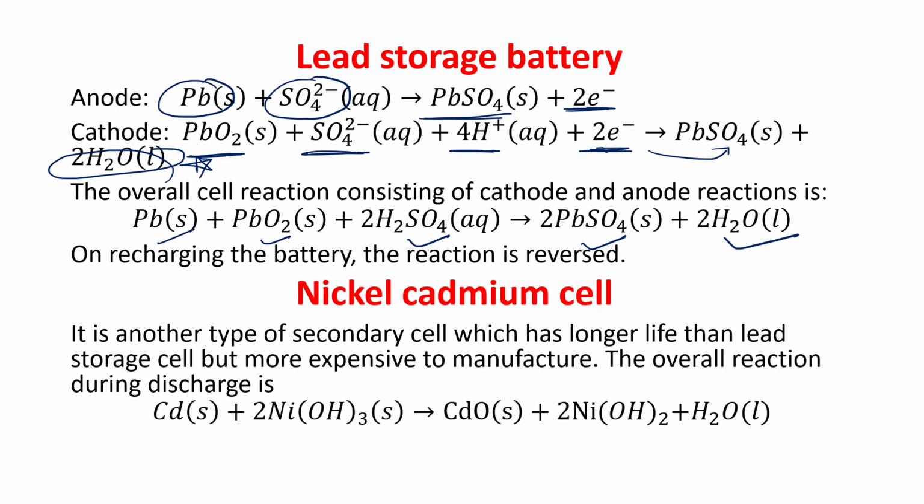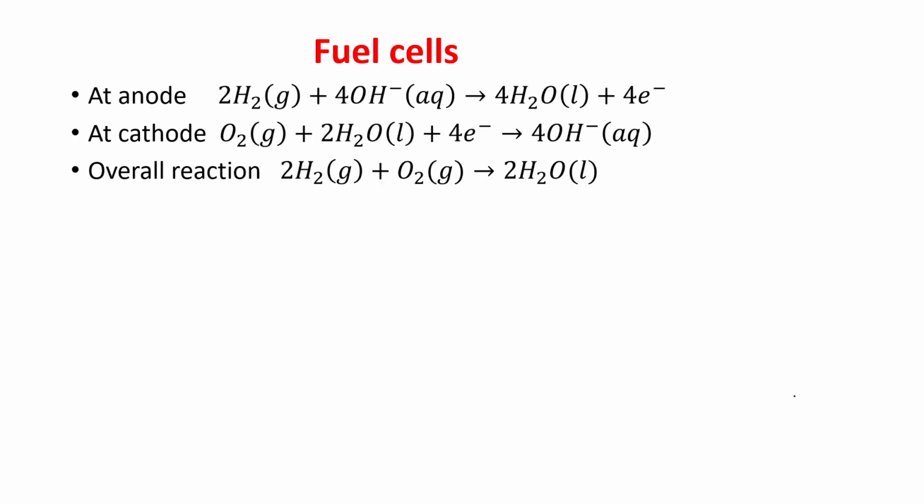Similarly, the nickel cadmium cell is another type of secondary cell which has a longer lifetime than the lead storage cell, but is more expensive to manufacture. The overall reaction includes the cadmium along with the nickel hydroxide giving cadmium hydroxide with two nickel hydroxide molecules and one H2O molecule. Coming to the fuel cells, the fuel cells are basically those that use hydrogen and oxygen gas.